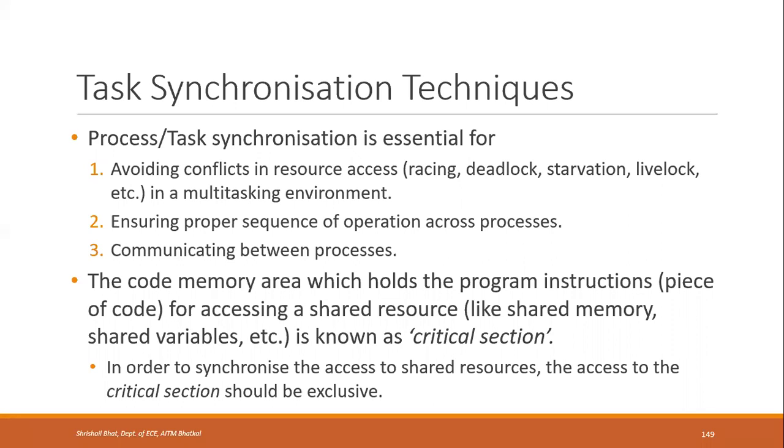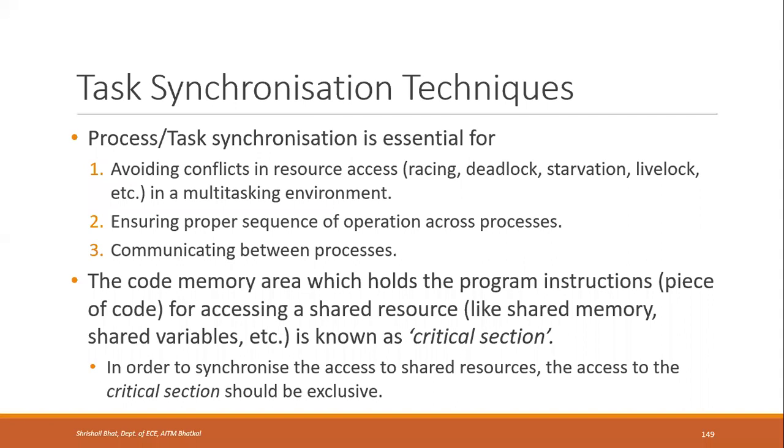So, we have seen already that process or task synchronization is essential mainly for three reasons. One is to avoid conflicts in resource access, like the issues that we have seen: racing, deadlock, starvation, livelock, etc., in a multitasking environment. The other reason is for ensuring proper sequence of operation across the processes. And the next one is for communicating between the processes. For these three reasons, synchronization between the different tasks or processes is essential.